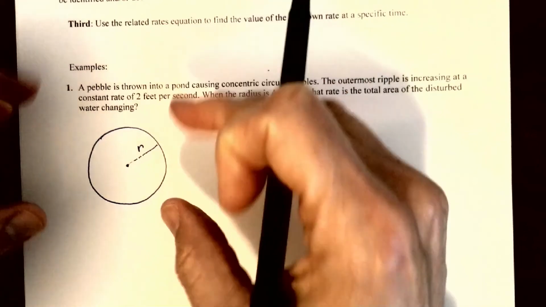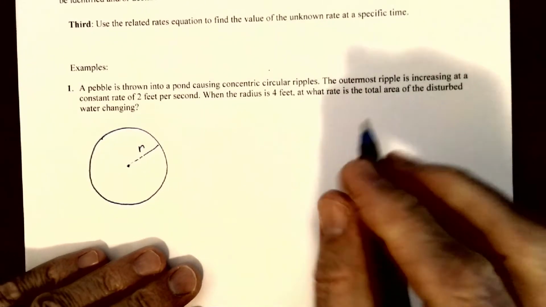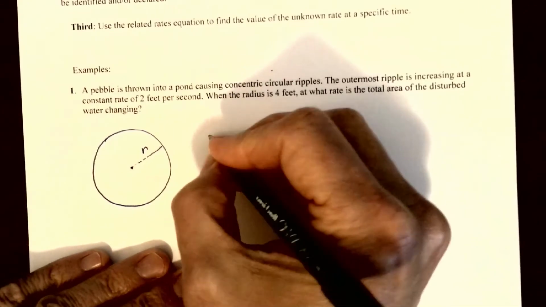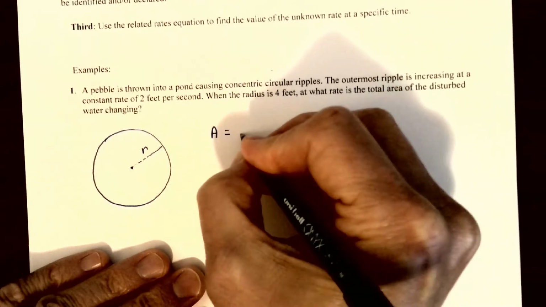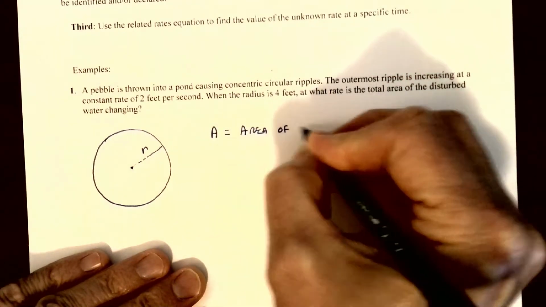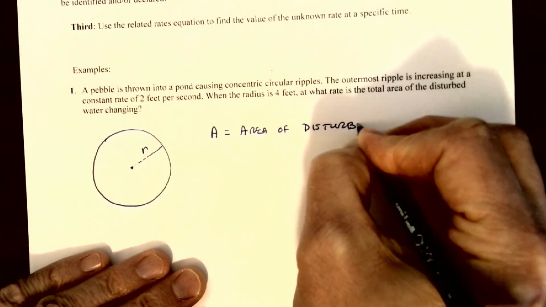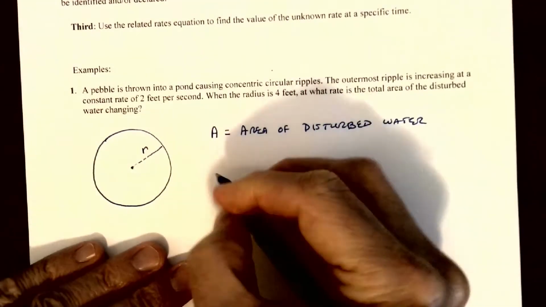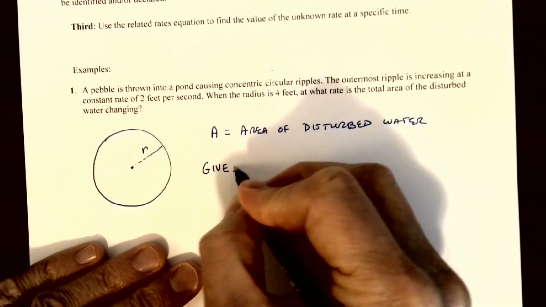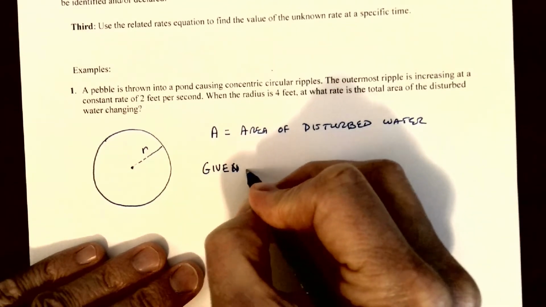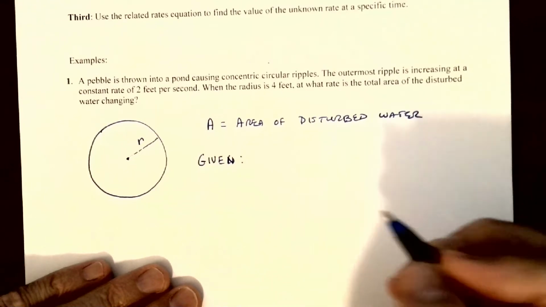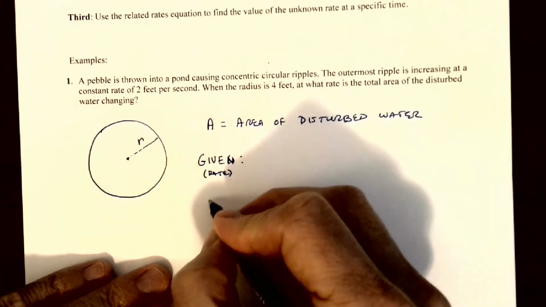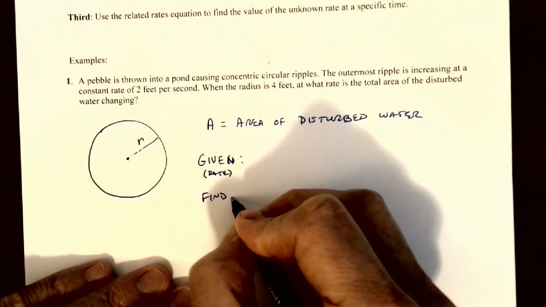Again, there's the outermost ripple that we're looking at here. The other quantity of interest is the rate that the total area of the disturbed water is changing. So let A equal the area of the disturbed water. That's the water within the circle. In related rates problems, we are usually given at least one rate and then asked to find another rate. So when I say given, I'm talking about a given rate, and then which rate we are asked to find.